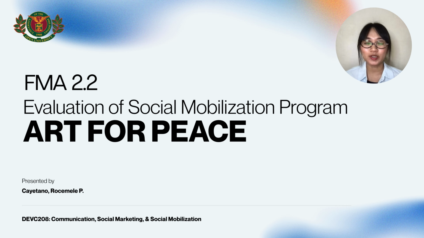In this video report, I'll be evaluating my chosen social mobilization campaign titled Art for Peace. To give a refresher, Art for Peace is a social mobilization campaign that promoted and raised awareness about peace through art and community engagement. I'll be sharing the link to my FMA1 video in the discussion forum so you'll be able to learn more about it too. Now, with online research and the information available to me, I'll be evaluating this campaign following the framework that I've created.